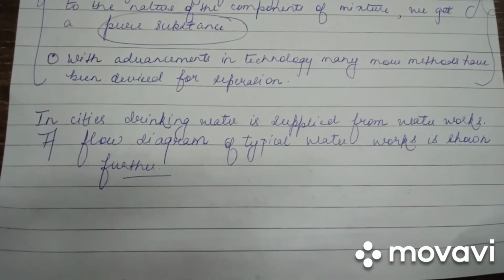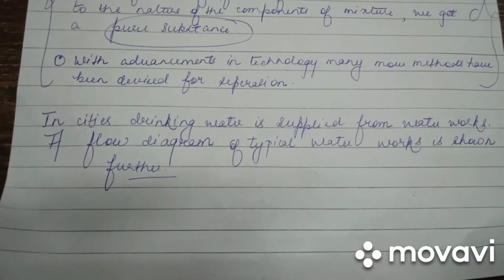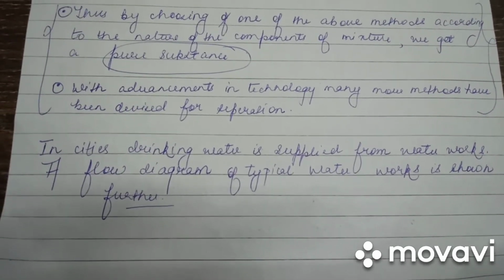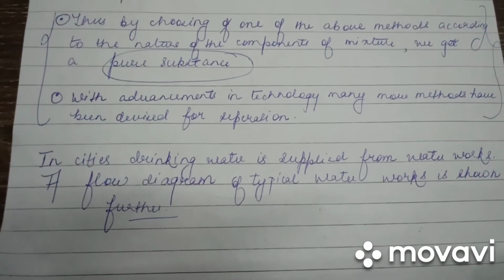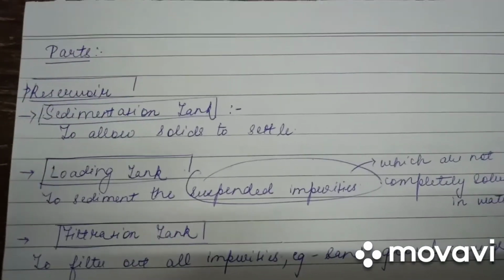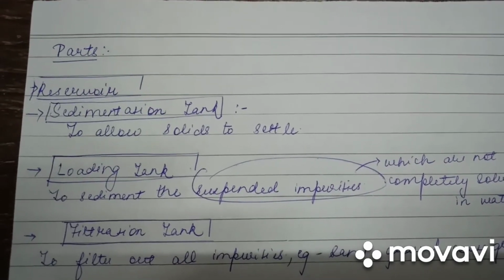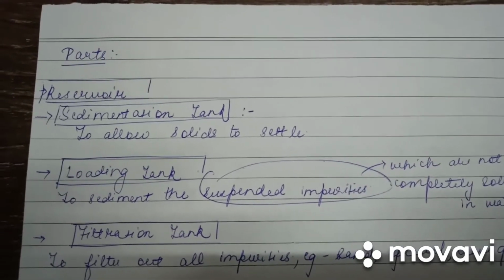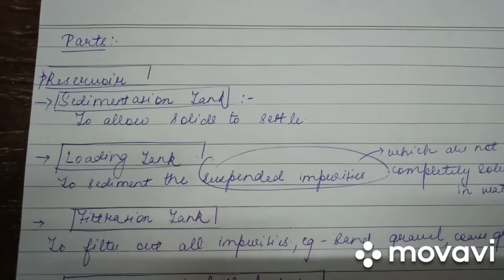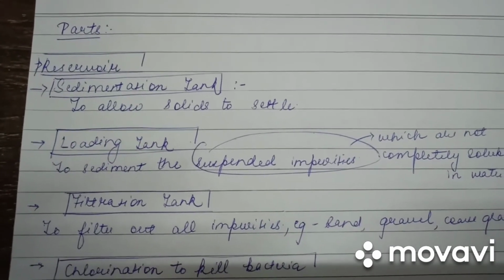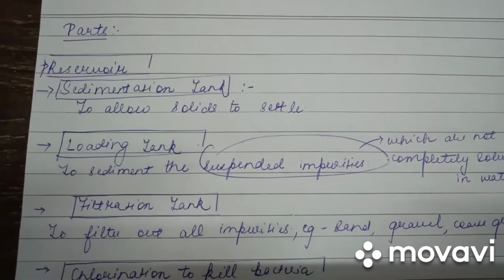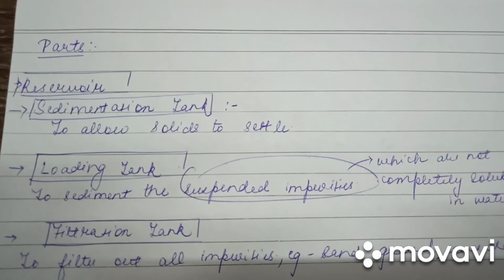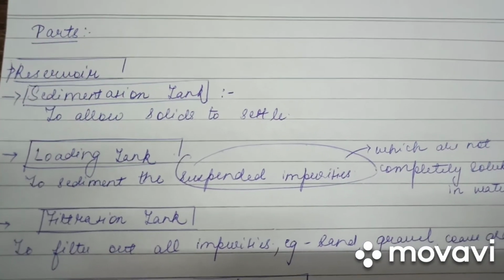Let us now discuss a very important example. In cities, drinking water is supplied from waterworks. Let us discuss a flow diagram of typical waterworks. A water purification system of waterworks comprises various different parts. The first part is the reservoir, which contains all the water. Then we have the sedimentation tank. As the name suggests, it allows solids to settle. The large solid particles within the water are allowed to settle in the sedimentation tank.